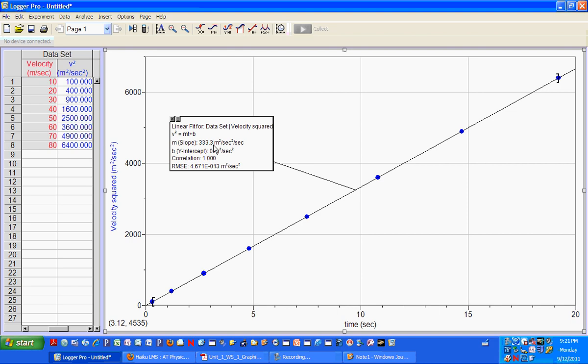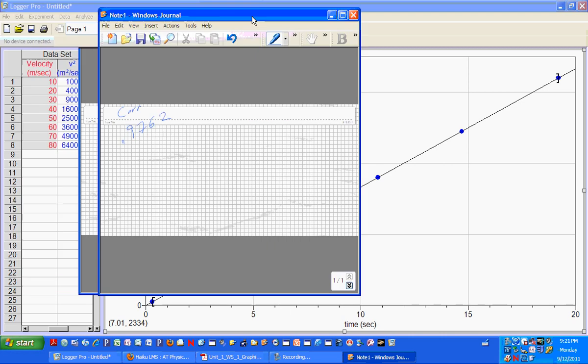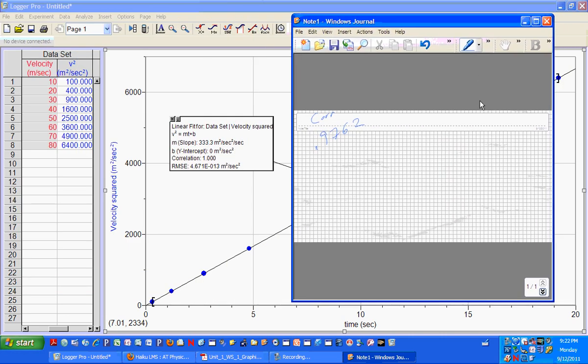I've got a slope of 333.3 meters squared per second squared per second. We'll talk about the units in a minute. And a y-intercept of 0 meters per second squared. So that really doesn't matter to me. All I'm really interested in is this slope right here. And I want to write my equation for my line. So move this over here.